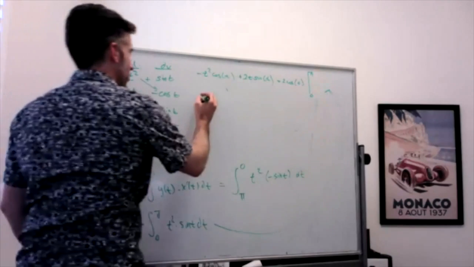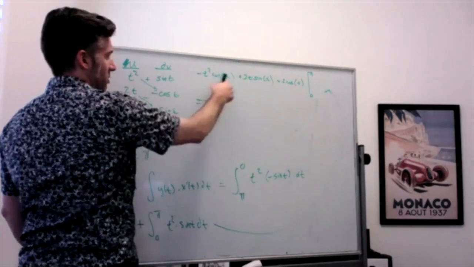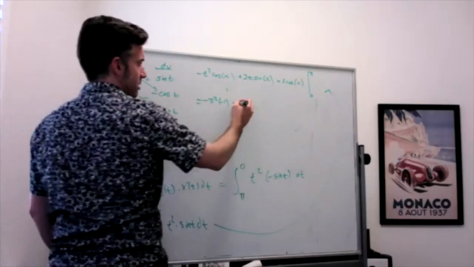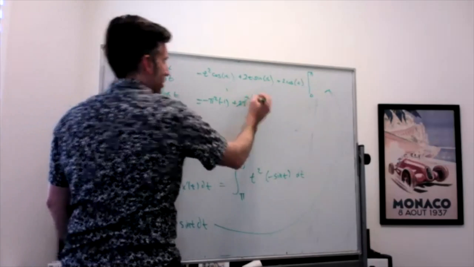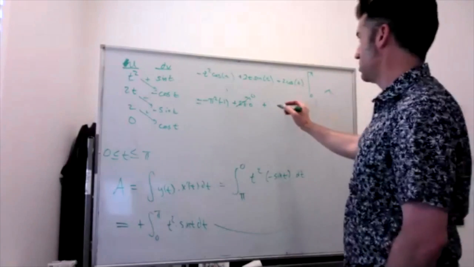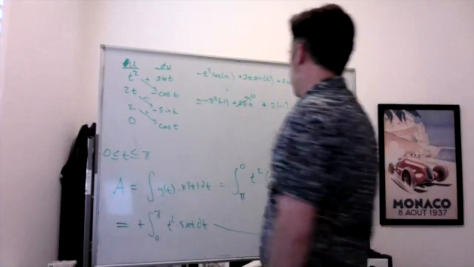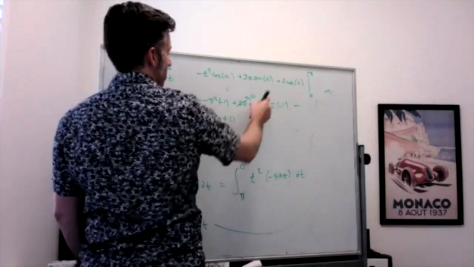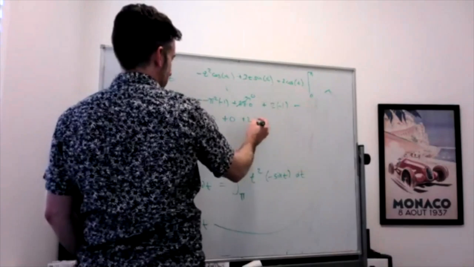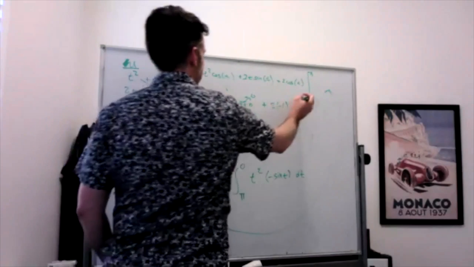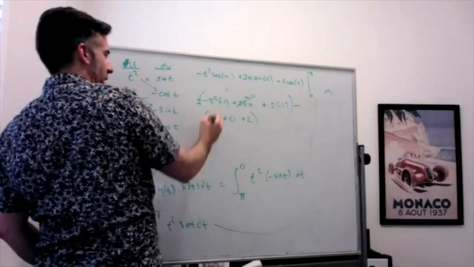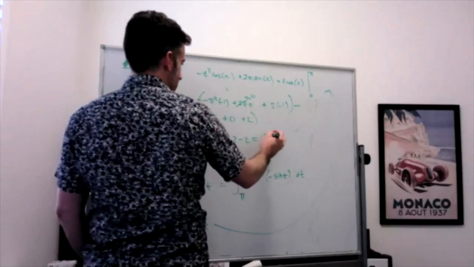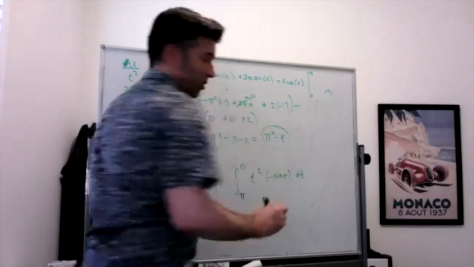And then that's going to end up being negative pi squared times cosine of pi, which is negative 1, plus 2 pi times sine of pi, which is 0, plus 2 cosine of pi, which is 2 times negative 1, minus 0 squared is 0, plus 2 times 0 is 0, plus 2 times cosine of 0 is 2 times 1. So we end up getting pi squared minus 2 minus 2, which is pi squared minus 4, which is certainly positive.